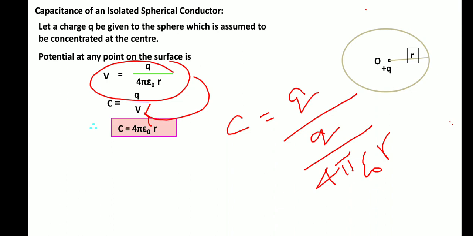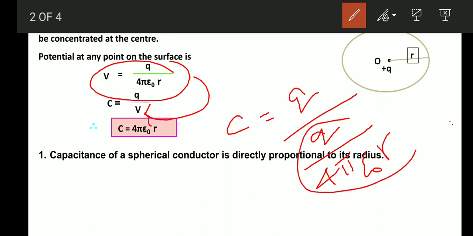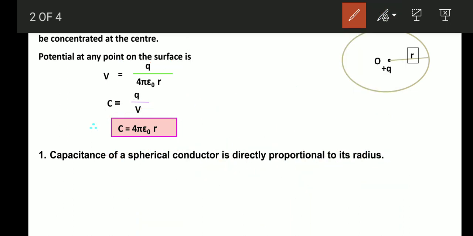4 pi epsilon naught R. Then this denominator will become a reciprocal, that is Q into 4 pi epsilon naught R divided by Q. This Q and this Q get cancelled. Finally, you will get a capacitance value C is equal to 4 pi epsilon naught R. The capacitance of a spherical conductor is directly proportional to radius.